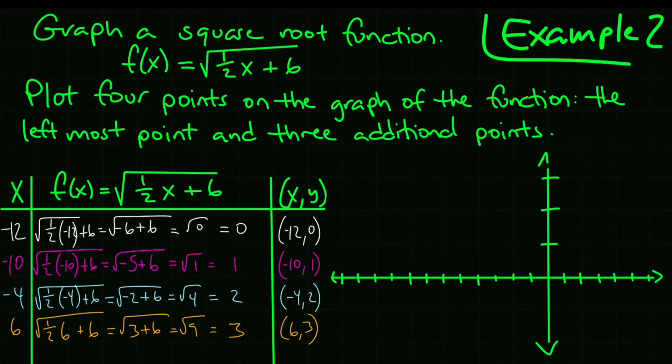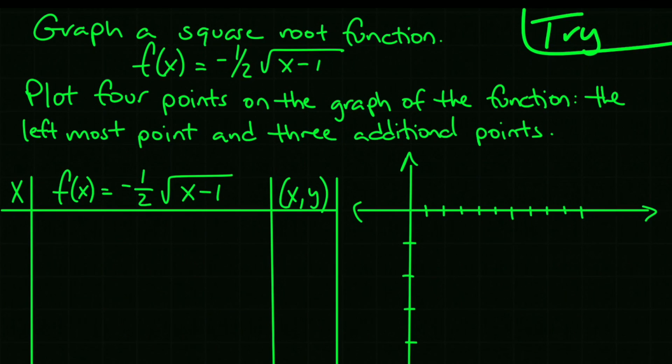So now I've found my 4 points, so now I can plot them. When x is equal to 6, my y value is going to be 3. When x is equal to negative 4, I'll be at positive 2. When x is equal to negative 10, I will be at 1. And when x is equal to negative 12, I'll be at 0. And now we just connect the dots. And that's it.